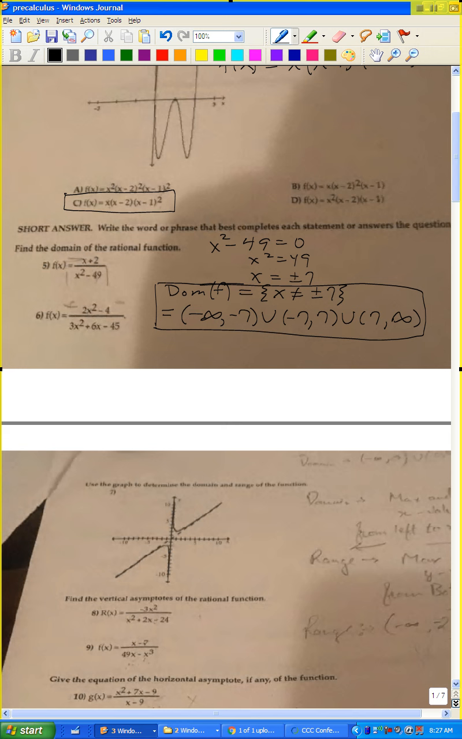f of x equaling 2x squared minus 4 over 3x squared plus 6x minus 45. So again, set the denominator to 0. I really don't care about the numerator, even if it has common factors. So let me set the denominator to 0 and solve for x. Let me divide by 3.